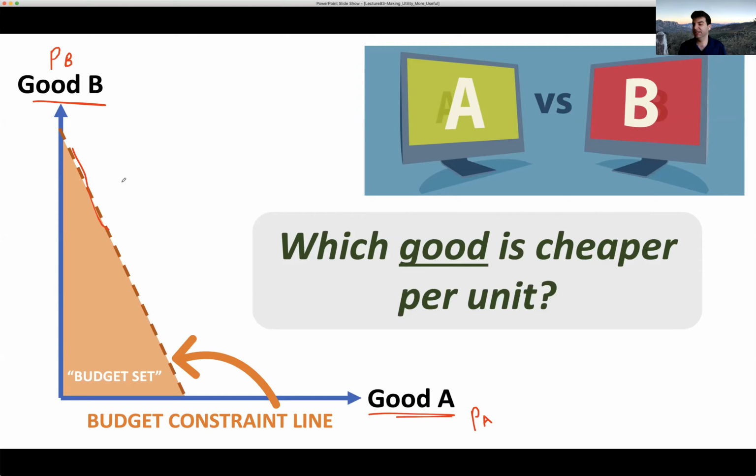Okay, I'm seeing a lot of answers. High confidence in B, I think, so far. I haven't seen any answers for A yet. All right, good. So would any brave soul like to justify why they thought that B was cheaper, either in the chat, or go ahead.